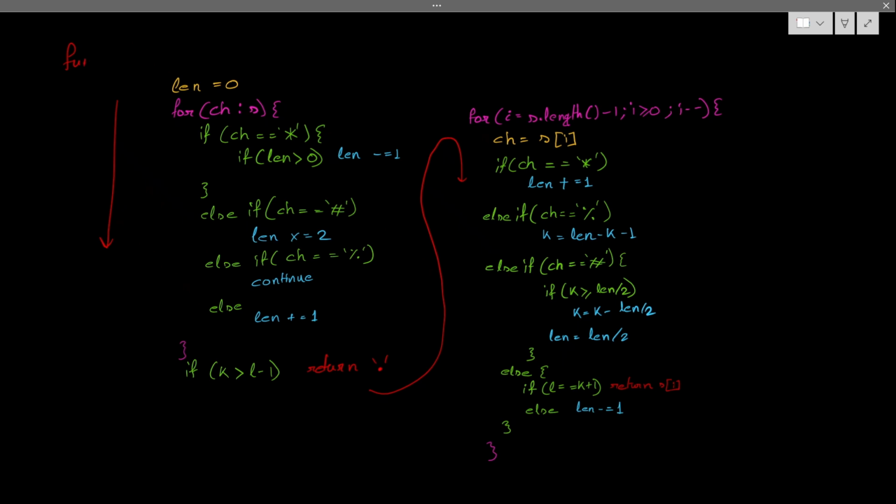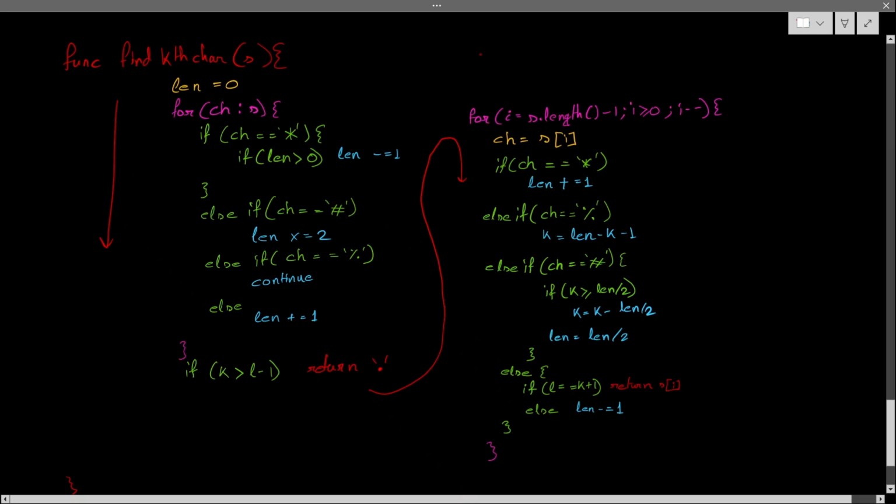So let's give a function name: find kth character, and a string s is given. That's all. This s is given, and this is the end of the string.